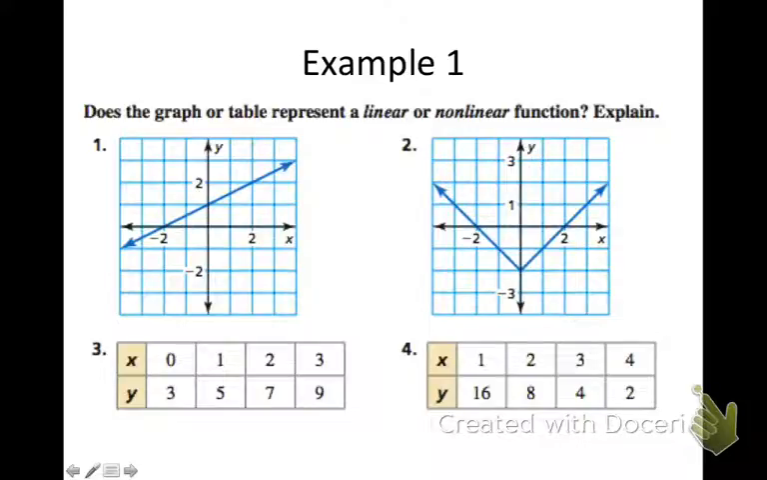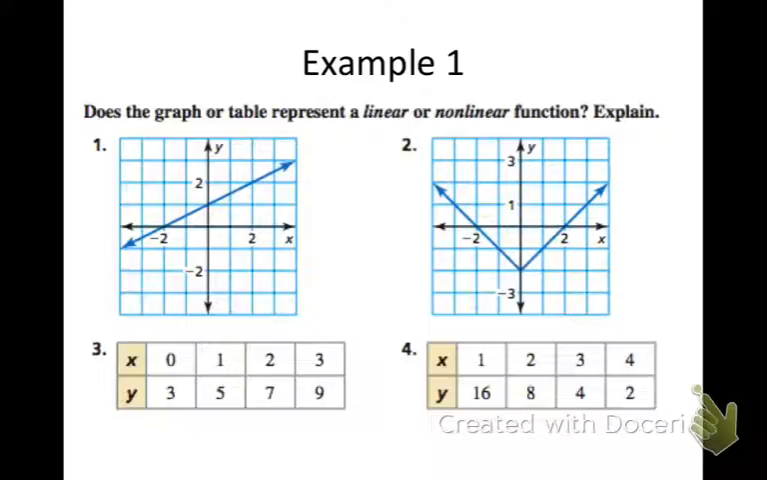So we want to look at all of these and tell whether the graph or table represents a linear or nonlinear function. We can recognize that it is a function, if it's a graph, by using the vertical line test to make sure. And then we want to explain our answer.